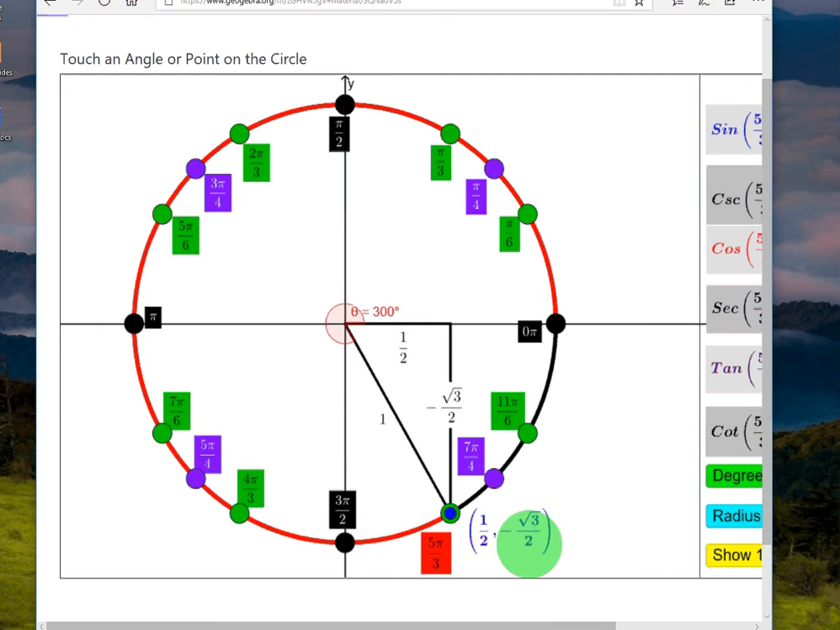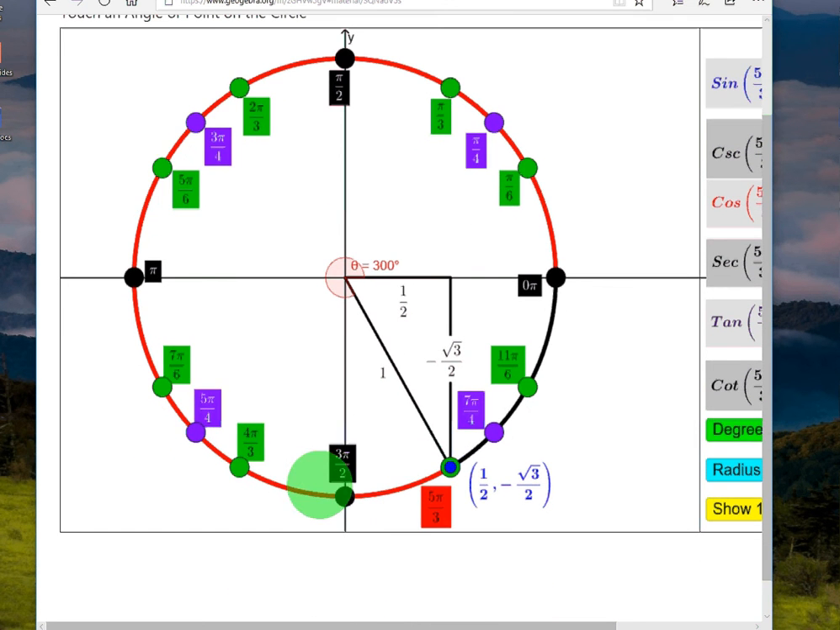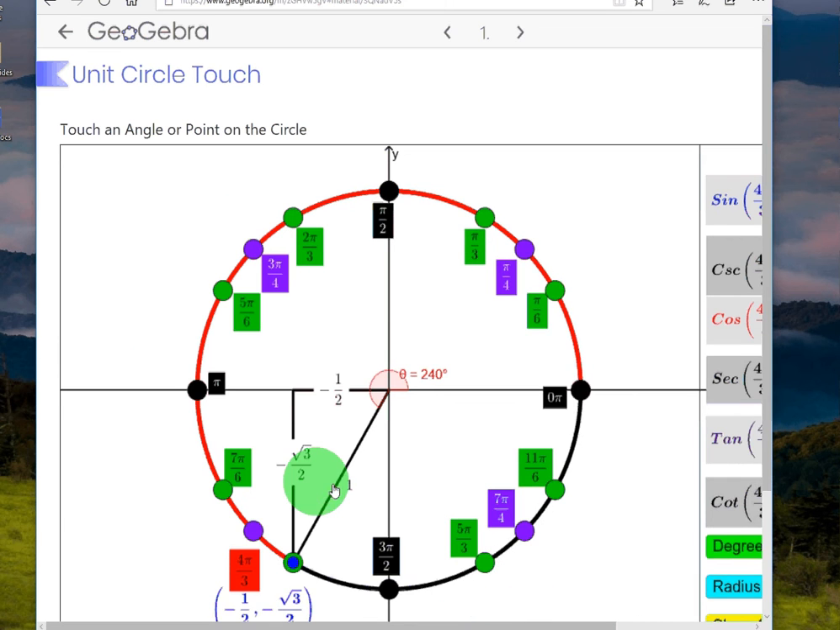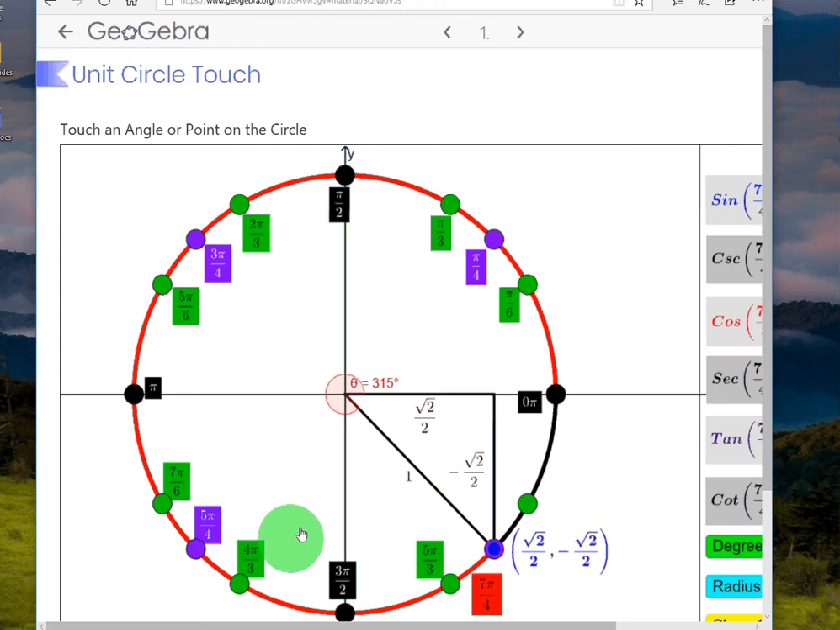It's going to be true at 5 pi over 3 and this angle. It's also going to be true at 4 pi over 3. At both those values, the y value or sine will be negative radical 3 over 2.